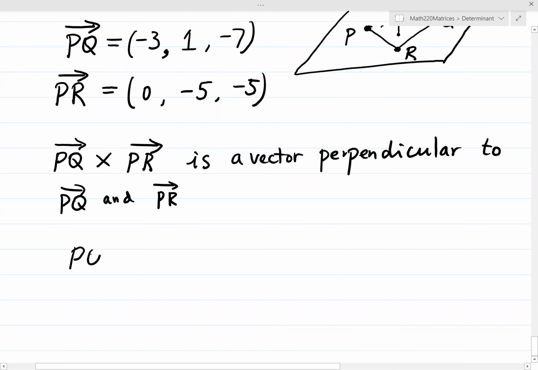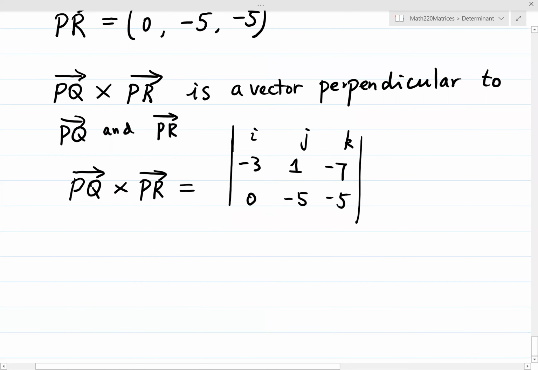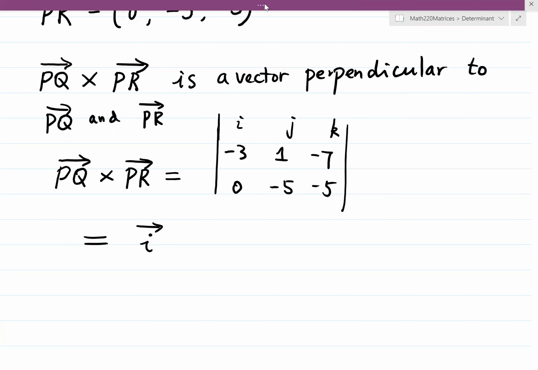Then we find explicitly what PQ cross PR is, in coordinate form. First write down i, j, k, and then write PQ and PR. PQ is -3, 1, -7. PR is 0, -5, -5. This is a convenient way to help us remember the output. So for the i component, let me plot the i component in red.